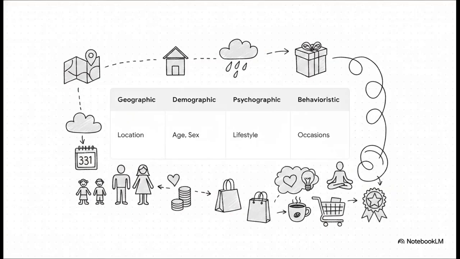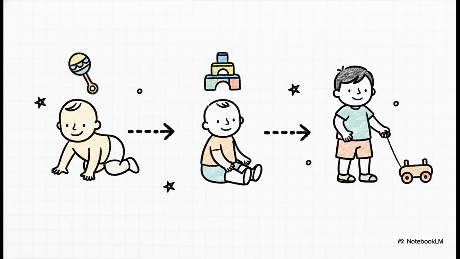When you're dealing with consumer markets, there are 4 main bases you can use to slice up that pie. There's geographic, simply where they live; demographic, who they are, like age, sex, or income; psychographic, how they live, meaning their social class and lifestyle; and behavioristic, how they act, which covers when they buy or how loyal they are to a brand. Let's look at a real-world example of this.